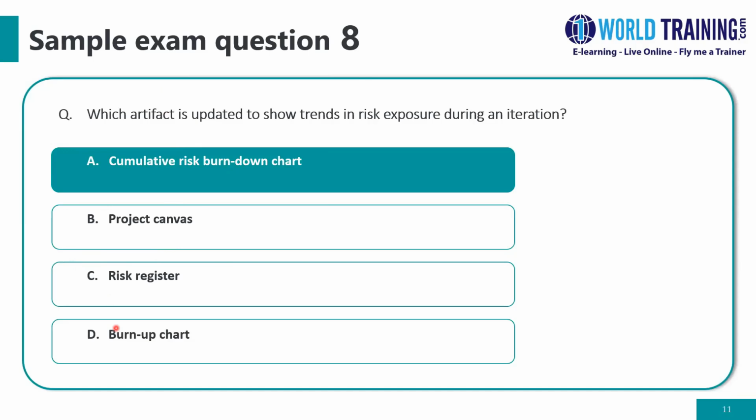And choice D, burn up chart. You might recollect from a previous question, the burn charts. It shows the completed work against the deadline, and it depicts typically story points over several stages or iterations, either one, to forecast potential completion dates.